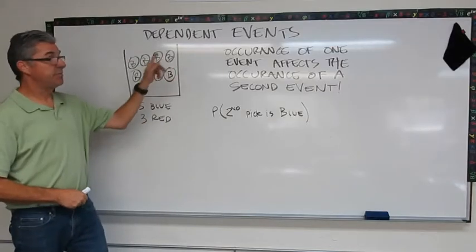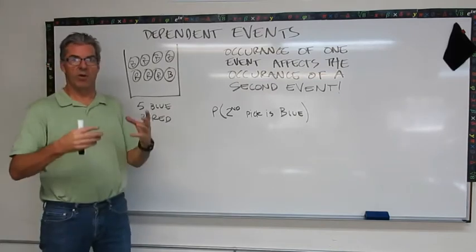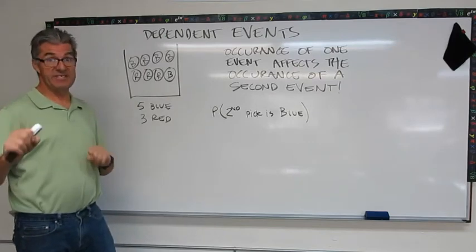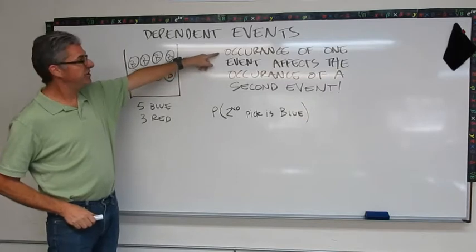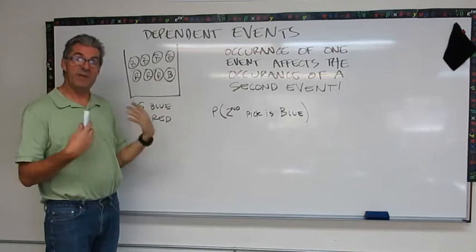Today's topic, dependent events. So now we're entering into the territory where one event occurring will affect the probability of a second event occurring. So this is kind of our definition. Occurrence of one event affects the occurrence of a second event. So think about it this way.